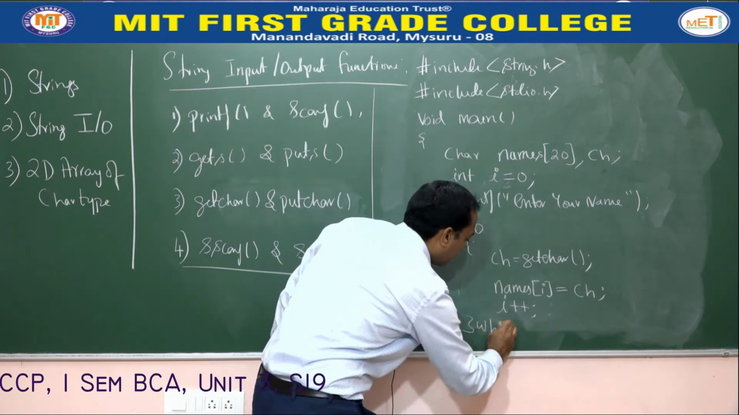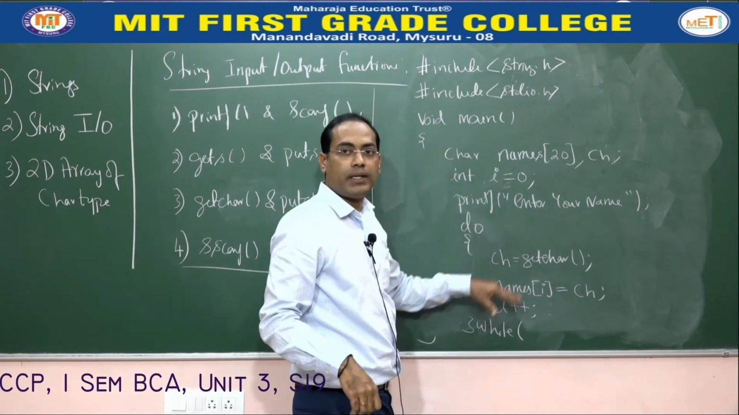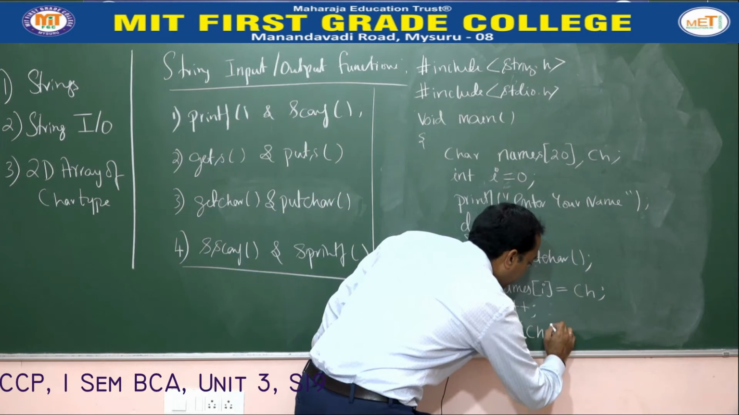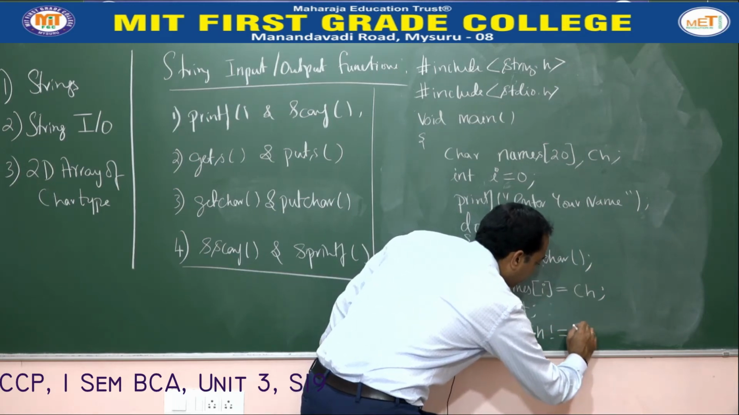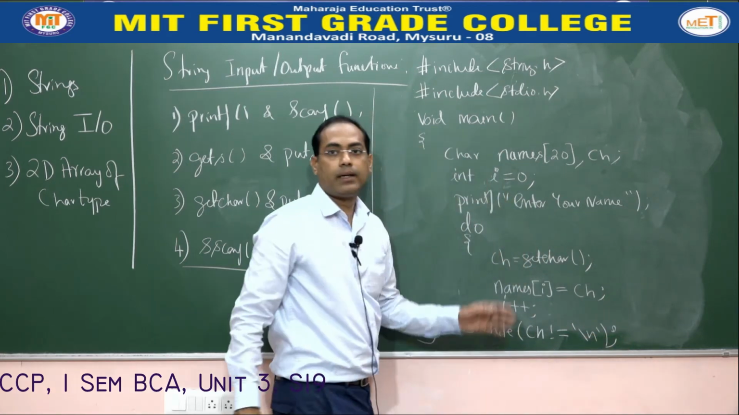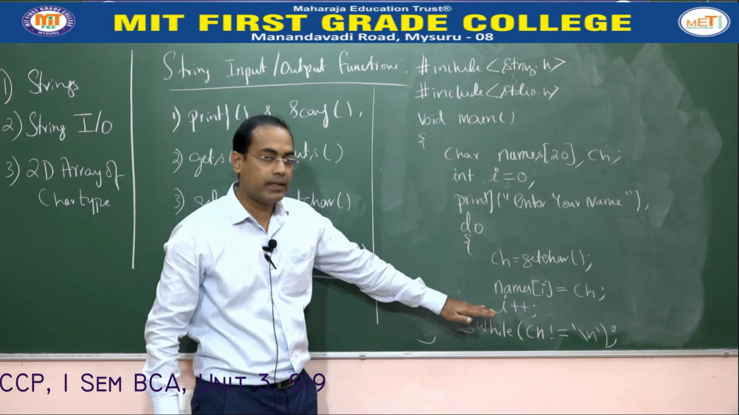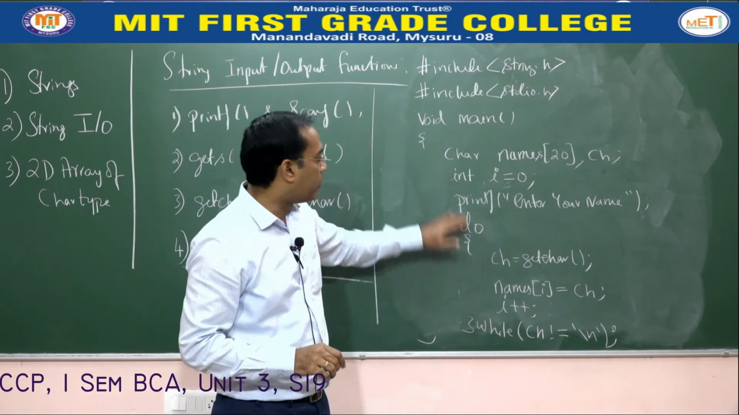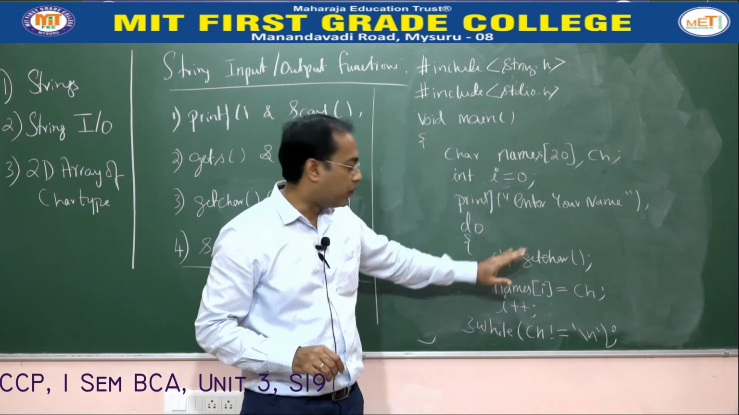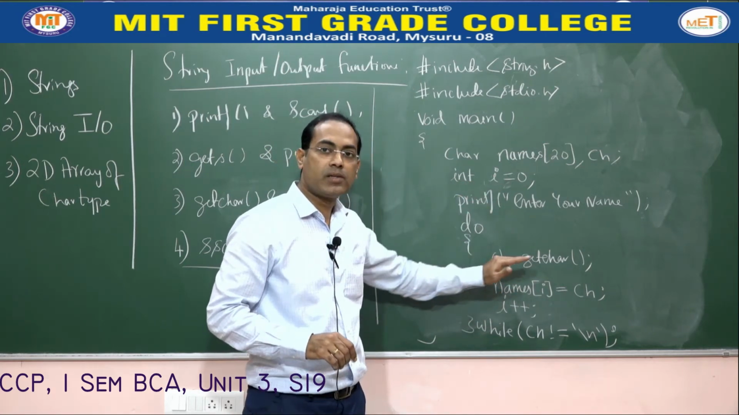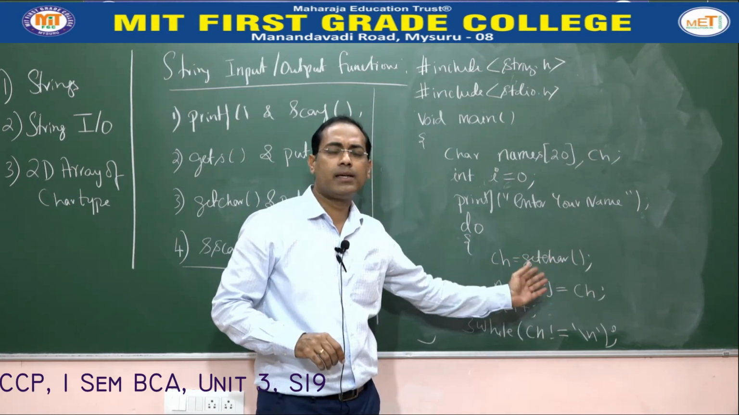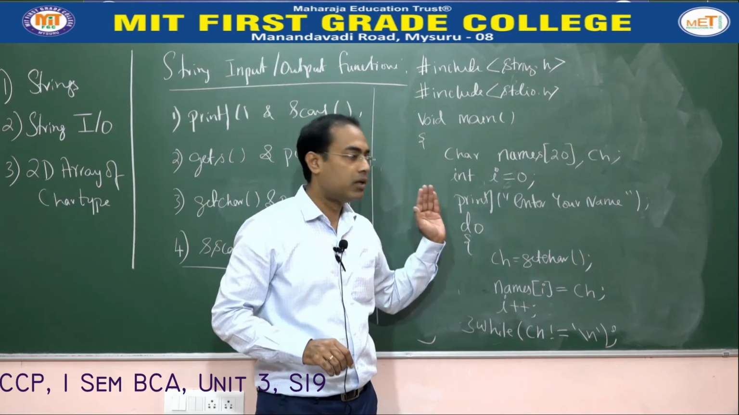Now, how many times does this loop have to iterate? This loop has to iterate as long as the character is not equal to \n, that is, until the user has entered the enter key. Keep on accepting the characters. So i is used for accepting a sequence of characters, whereas \n is used as a termination statement for the loop.